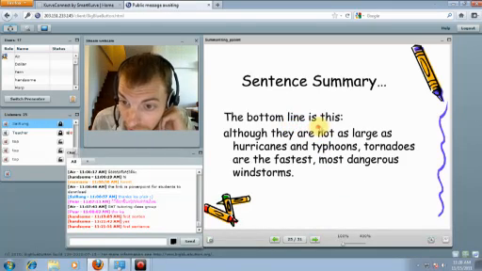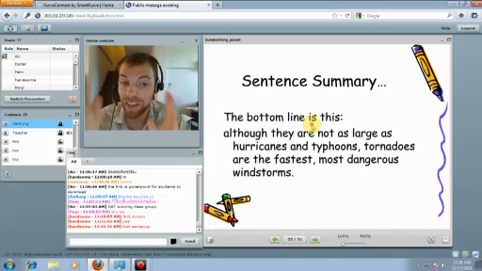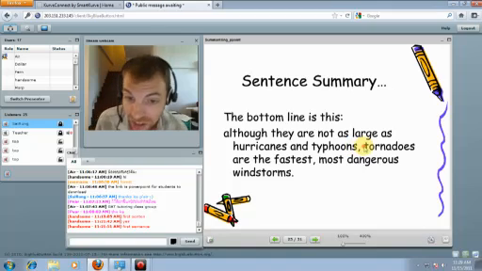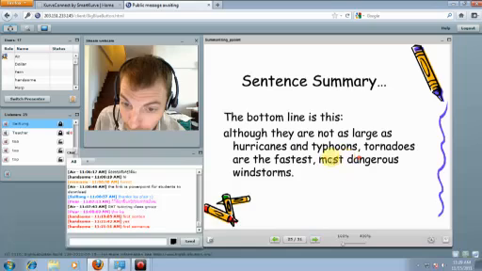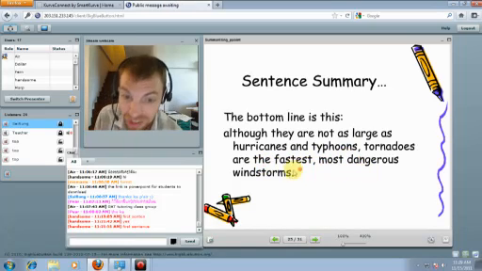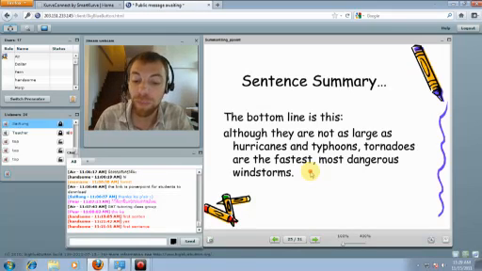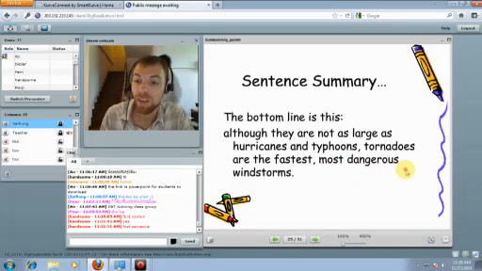The bottom line is this. The bottom line, this is an expression that means, alright, the main idea is this. Although they are not as large as hurricanes and typhoons, tornadoes are the fastest, most dangerous windstorms. So they're not as big, they're not the biggest, but they are the most dangerous. They kill many people, destroy many houses, big problems.